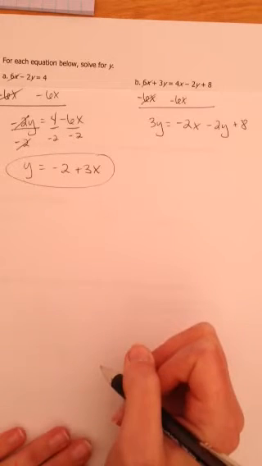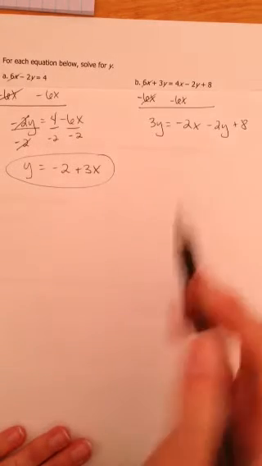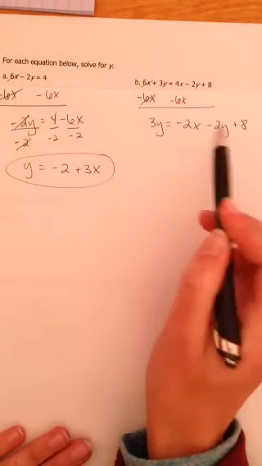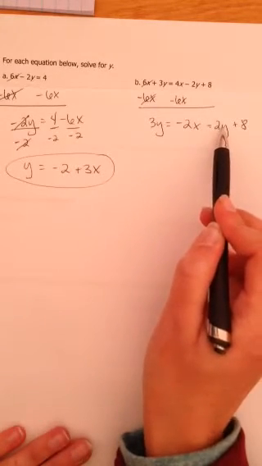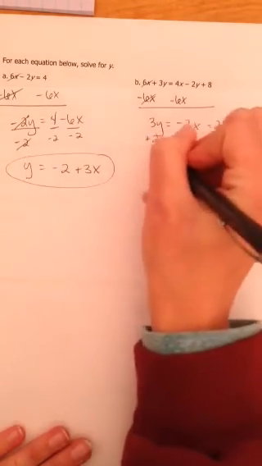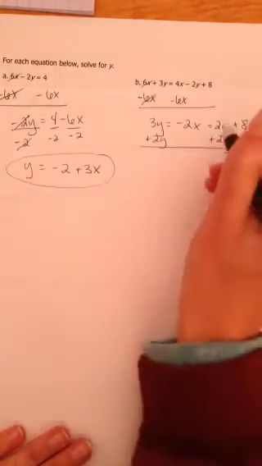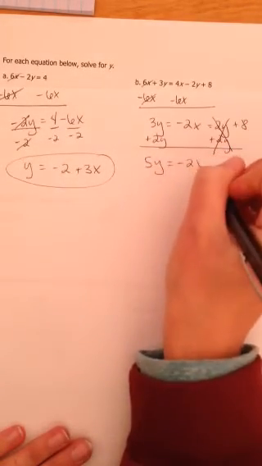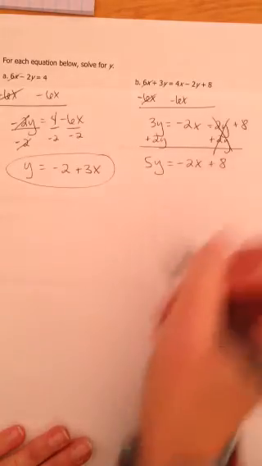Okay, copied it down. So now let's get this y over here. Let's move that to the other side. I need all my y's to be over here. So the opposite of subtracting 2y would be adding 2y. Plus 2y on both sides. Now it's gone from right here, and I have 5y equals minus 2x plus 8.